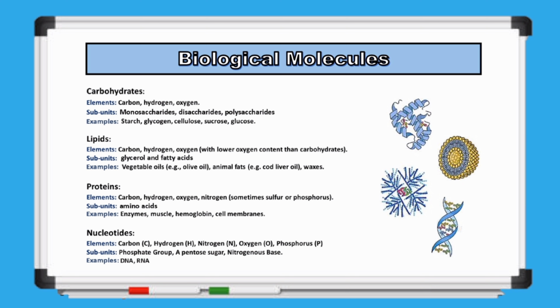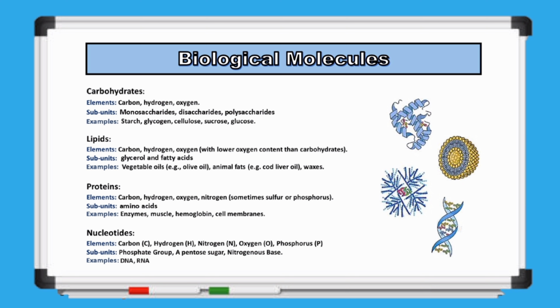And finally, we have nucleotides, the units that make up our genetic material. Nucleotides are made of carbon, hydrogen, nitrogen, oxygen, and phosphorus. Each nucleotide has 3 parts: a phosphate group, a pentose sugar, and a nitrogenous base. When these units join together, they form DNA and RNA, the molecules that store and pass on genetic instructions. Without nucleotides, things like inheritance, growth, and protein production wouldn't be possible.